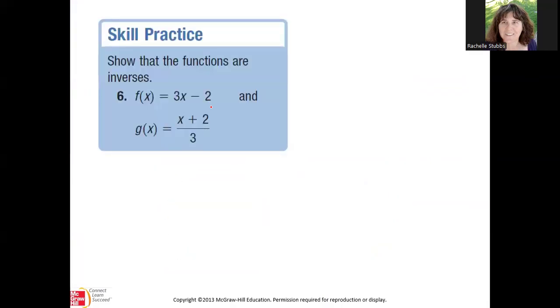So let's try it here. 3x minus 2 and x plus 2 over 3. So first we're going to try f composite g. That means I'm going to put this into here. So 3 times (x plus 2 over 3) minus 2. Well, these 3s just divide out into 1s. And I'm left with x plus 2, subtract 2, which really gives me just x.